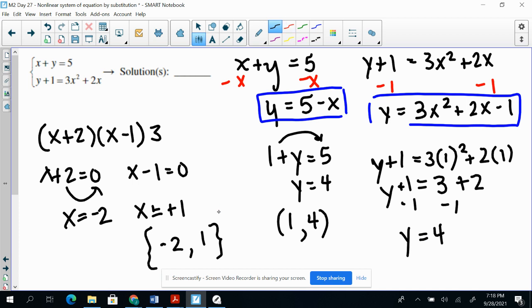So the solutions to the two of them are indeed negative 2 and 1. And our coordinates were 1 and 4, and negative 2 and 7. All right, guys. Hope that made sense.